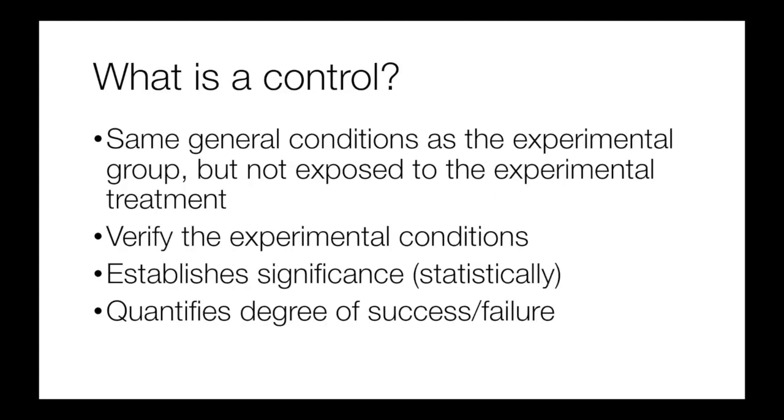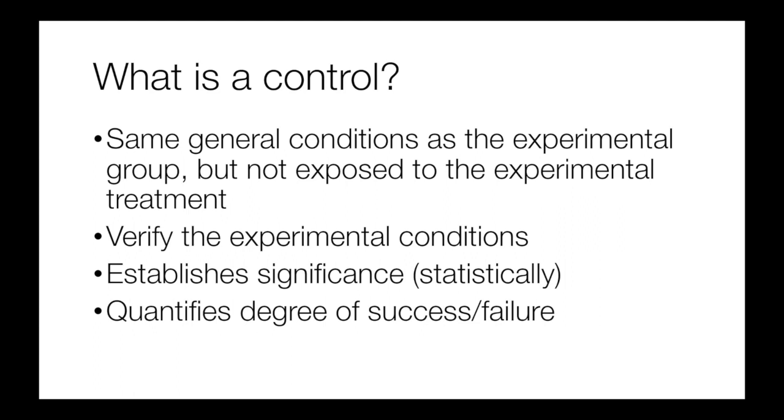Let's start by talking about what a control is supposed to accomplish. A control is a group that is exposed to the same general conditions as the experimental group, but the control group is not exposed to whatever experimental condition you're employing, a medication for example. Usually only one condition is different so as to avoid confounding variables.